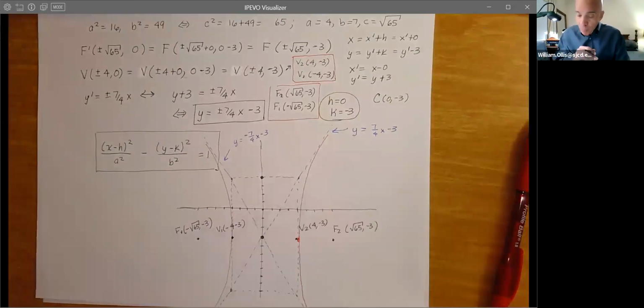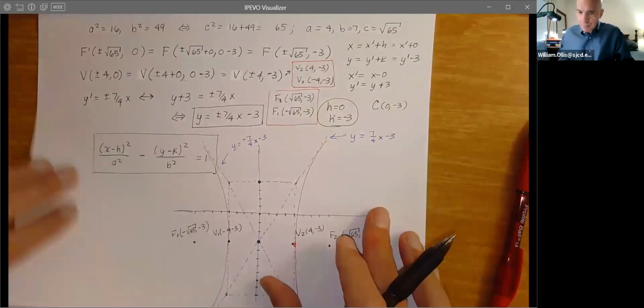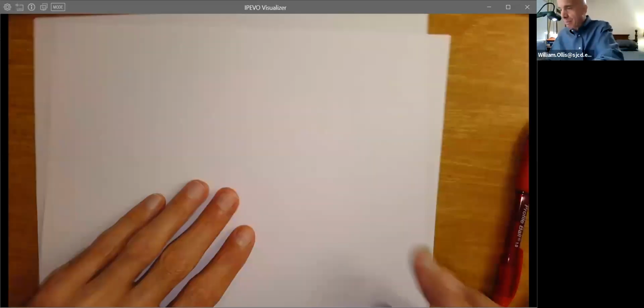Now, I did the hyperbola first because it's the most complicated because you've got the asymptotes, but the other ones are not really as tough. So let's do a parabola. And then next time we'll do an ellipse. If we have time, we'll just see how long this one takes.